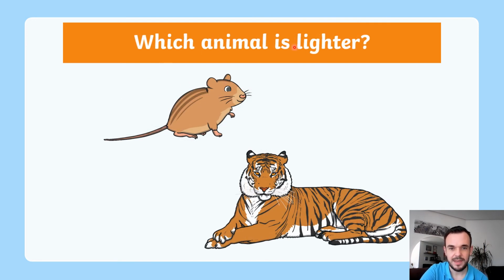Which animal is lighter, the mouse or the tiger? Well, the tiger is a big animal and he looks heavy. So we can say that the mouse is lighter than the tiger.